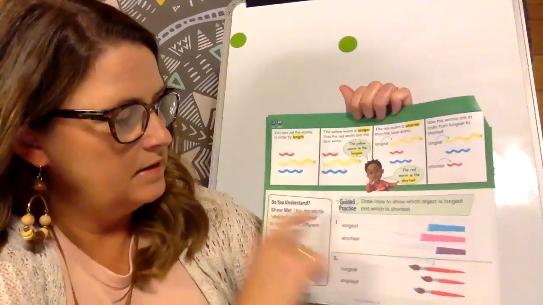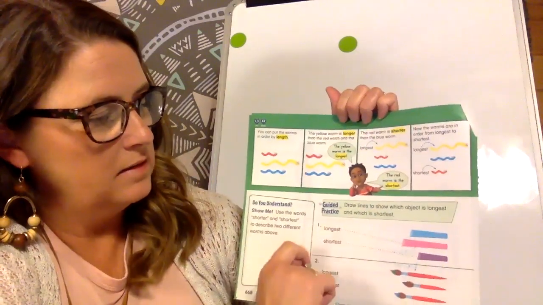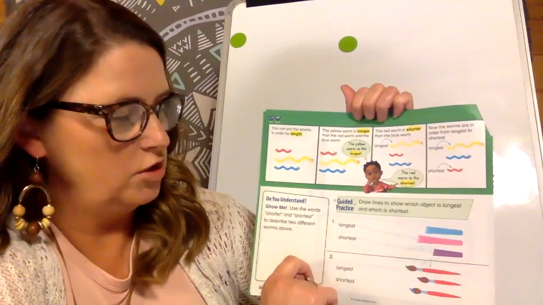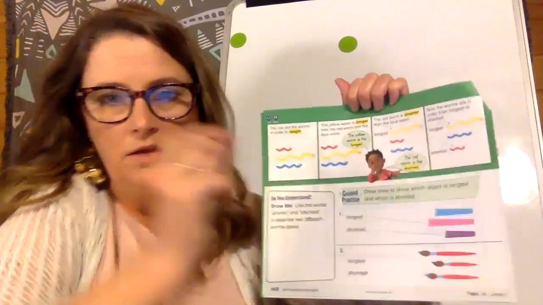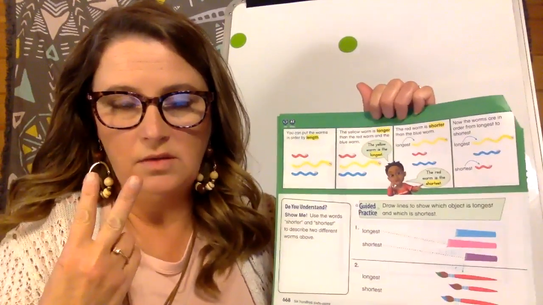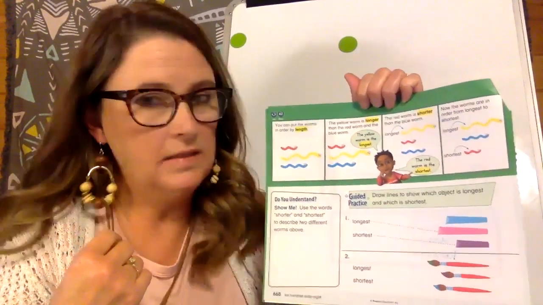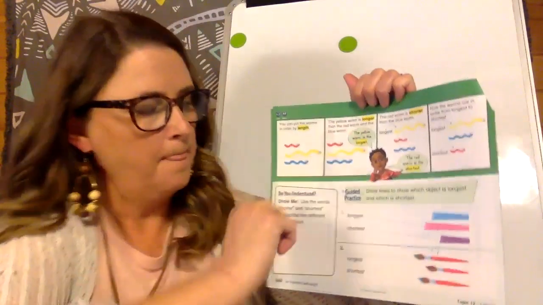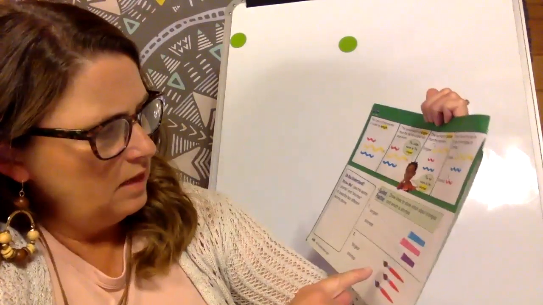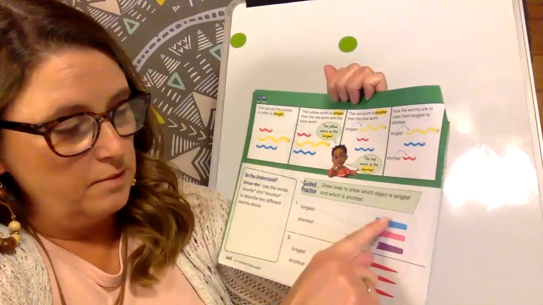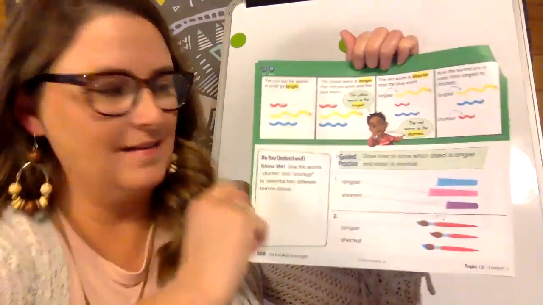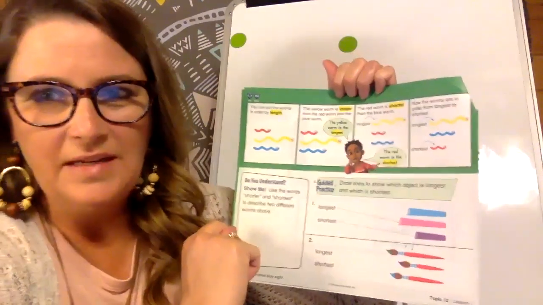Okay, all right, so on your guided practice, you're going to draw lines to show which object is longest and which is shortest. So they're giving you three objects this time. You're only choosing two answers. Okay, so you should have one object that does not have a line drawn to it. Okay, so if we look at number one, I'm not really sure what those things are in the picture, but it's something pink, blue, and purple. I really don't know what that is a picture of, but that's okay. We don't need to know that to solve it.